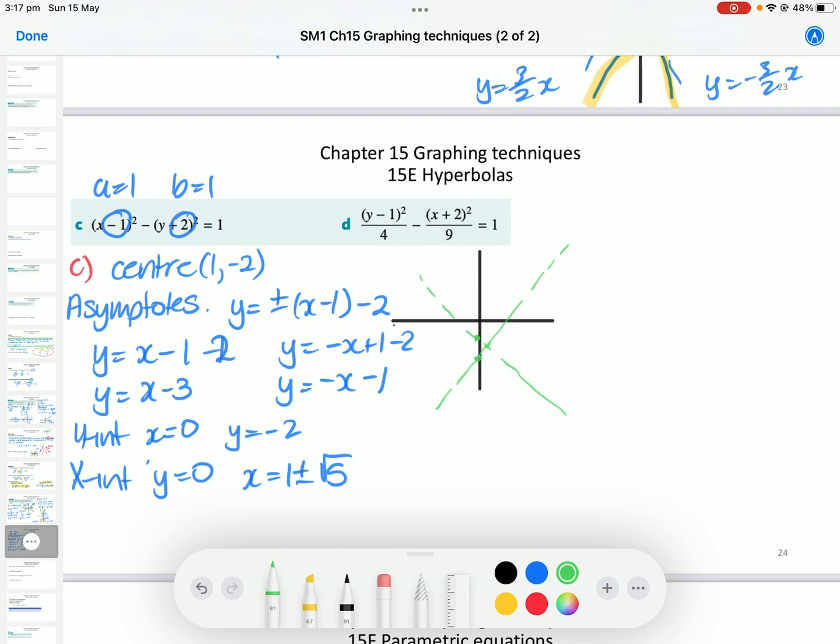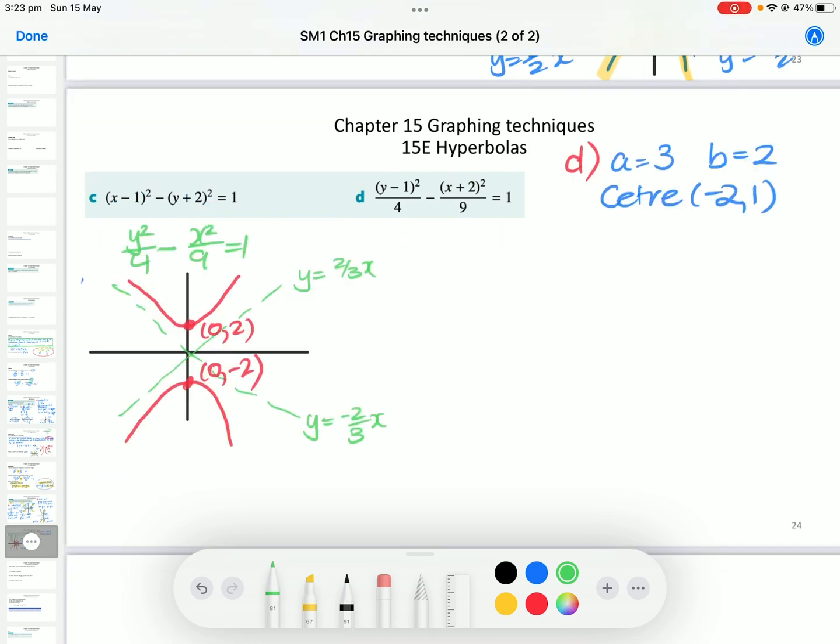And then we draw in our asymptotes. We draw in our hyperbola. And this point here is our positive intercept, 1 plus root 5. And this is our negative intercept, which is 1 minus root 5. And then we make sure that our asymptotes are labelled. And there we go. Now I've just made myself a bit of space to do D. That's why it looks a bit different.